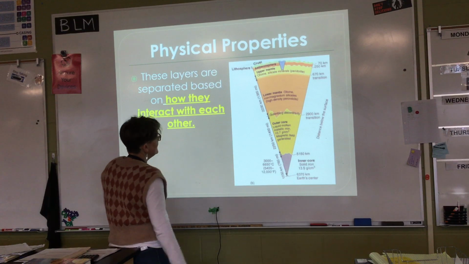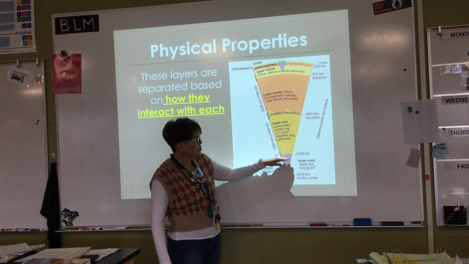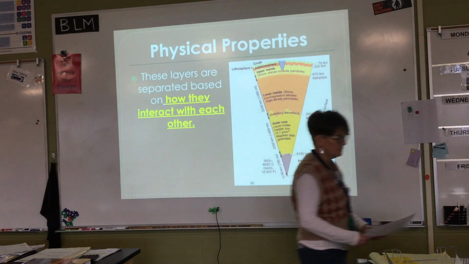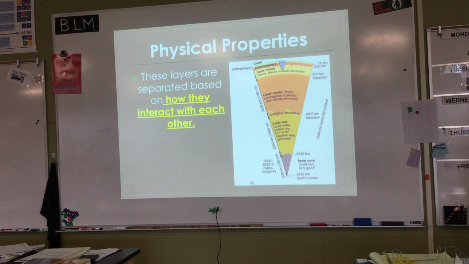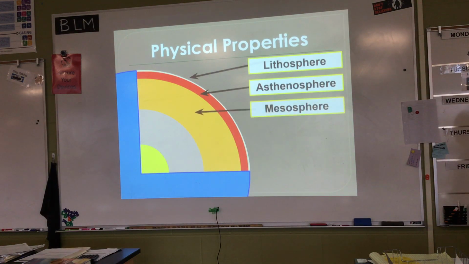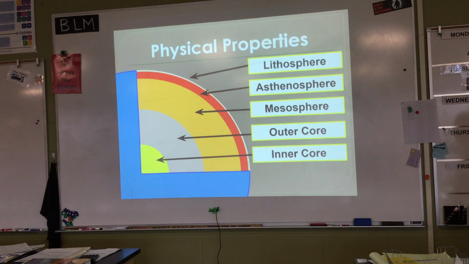There's all kinds of stuff in here. It's not just straight, easy, basic layers. Good? So we're going to look at these five things: lithosphere, asthenosphere, the mesosphere, the outer core, and the inner core.